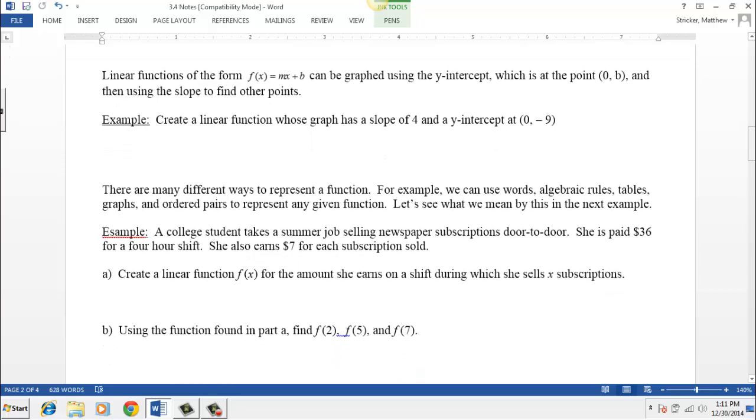Okay. Next we're going to talk about a specific type of function, a linear function. Linear functions have this form, f of x equals mx plus b. Now this should look familiar to you, because in Algebra 1 we talk a lot about y equals mx plus b. Remember what these parts mean. The m is the slope, and the b is the y-intercept.